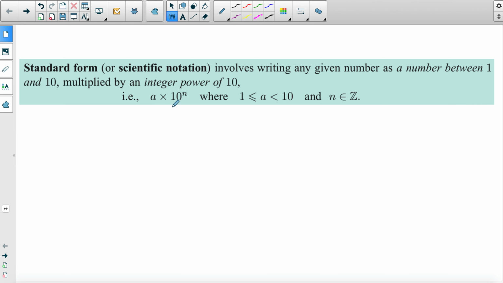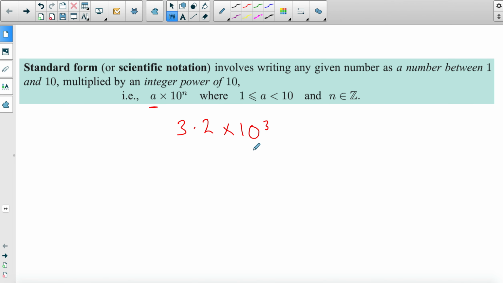Really quickly, the definition of standard form: it's a way of writing big and small numbers in a standard way, such that you always have a number that's between 1 and 10, and that number is being multiplied by a power of 10. And this power has to be an integer, so it could be a positive power or a negative power. Something like 3.2 times 10 to the power of 3 would be written in standard form.